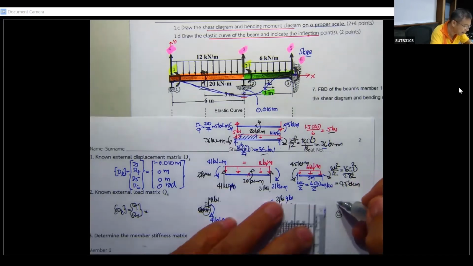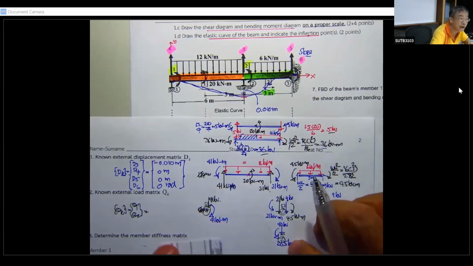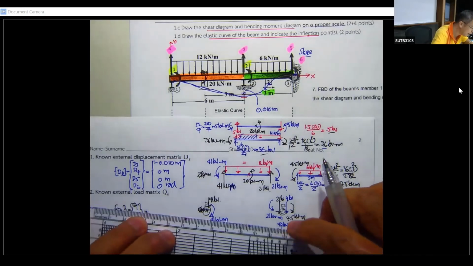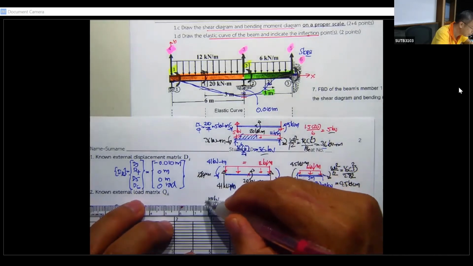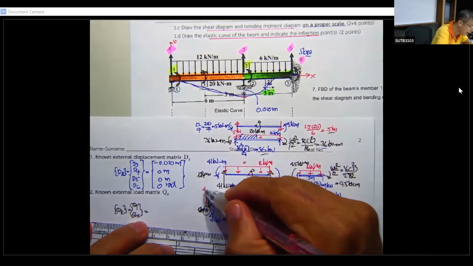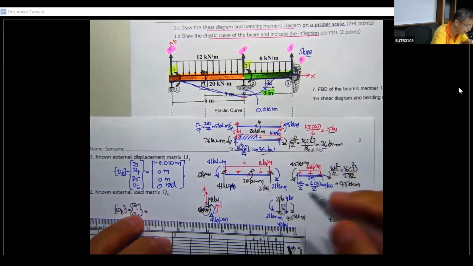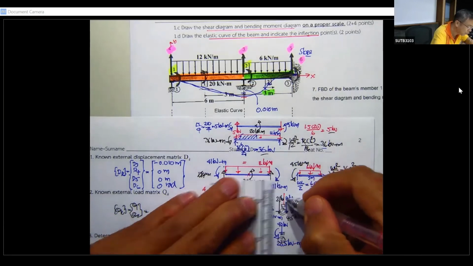And then the last one over here, this one 9 is going to be downward. 9 kilonewton, and then the moment here is going to be 4.5 kilonewton meter. Then we come to our degrees of freedom. This is going to be degree of freedom number 4, and this is going to be degree of freedom number 1. Let's put them together.